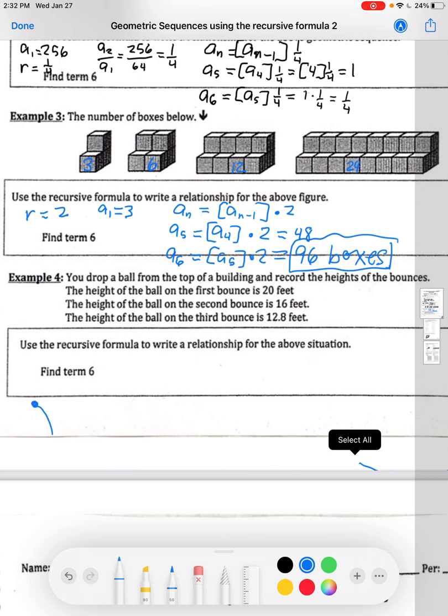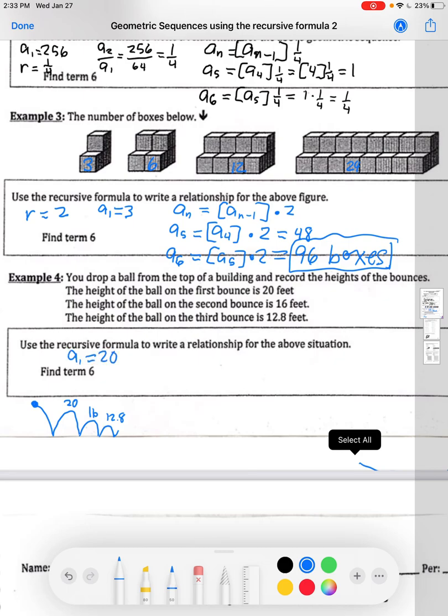We have our ball. It comes down. It's going up. Then it goes up a little bit less, goes up a little bit less, and so on and so forth. So the first bounce is 20 feet. The next bounce is 16 feet. And the third bounce is 12.8 feet. Now we can tell right away that our first value, our A1 value, is 20.